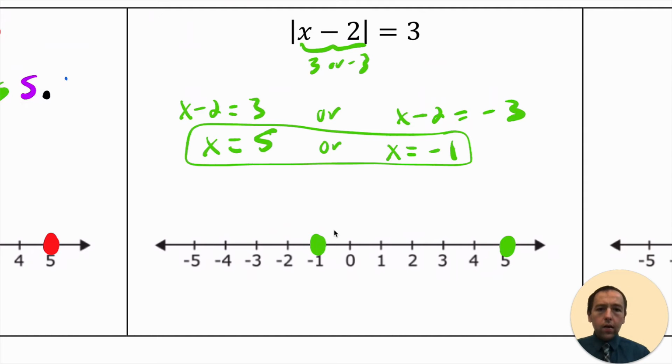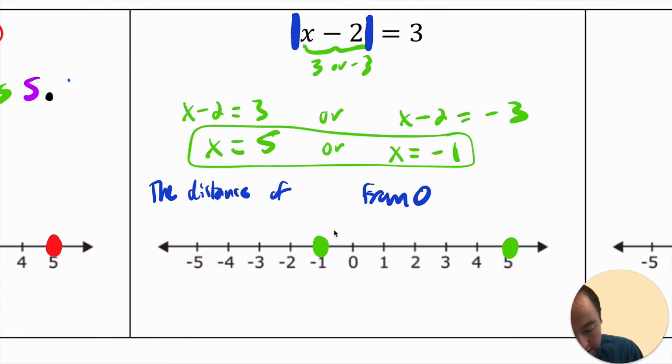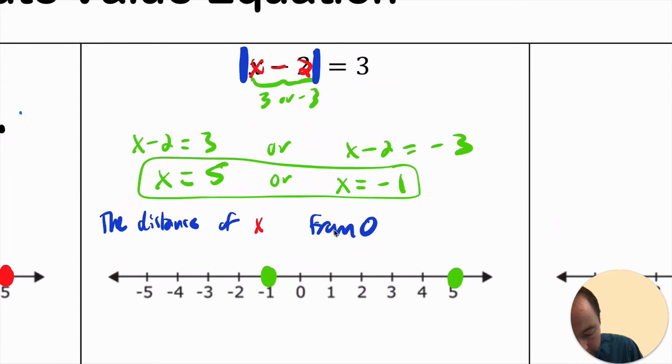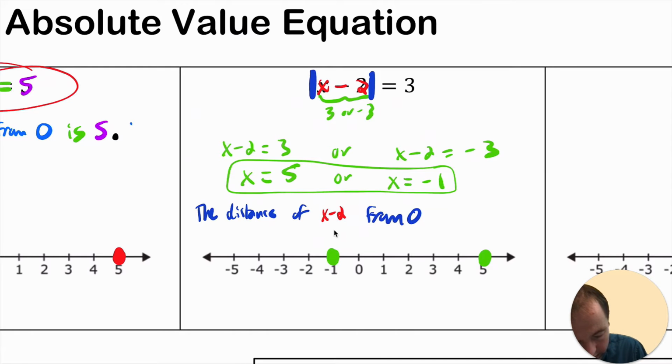Great. Okay, so I now want to also write this in a sentence sort of form. You'll see that, and I'll color code this, I guess. So absolute value really means the distance of whatever is contained in the absolute value from 0, and inside the absolute value in this particular case is x minus 2. So how far x minus 2 is away from 0 is 3 away.